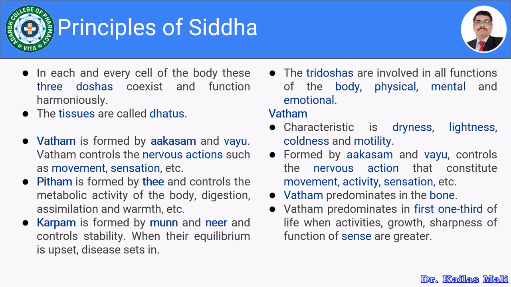So Vatam is responsible for the movement and sensation, and it is correlated with the nervous system. Then Pittam is formed by the Ki and controls the metabolic activity of the body, digestion, assimilation, and so on. And Karpam is formed by the Mun and Near and controls the stability.